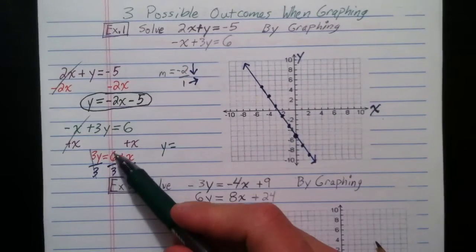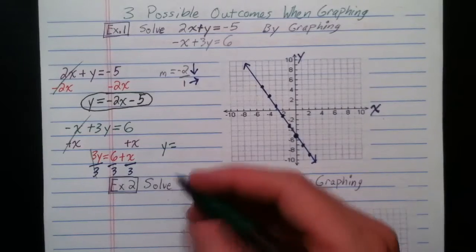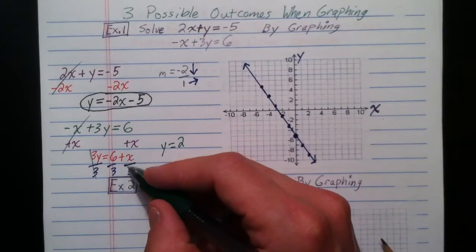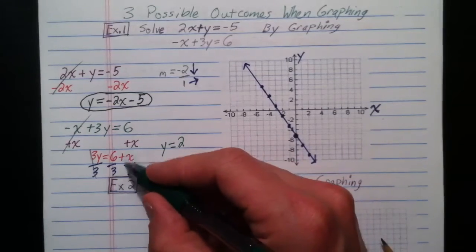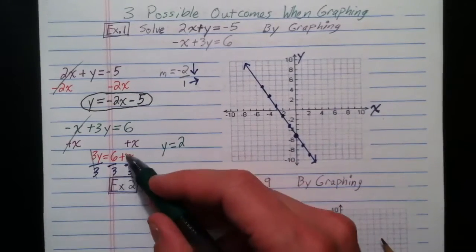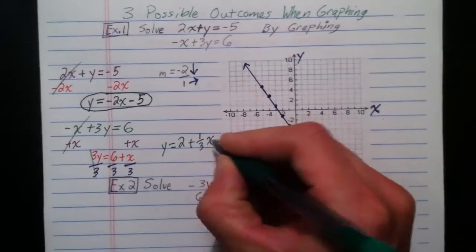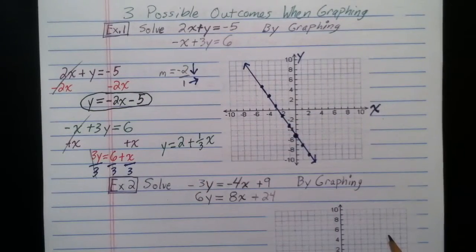Looking at our first part here, the 6 divided by 3 would give us 2. And then, we don't really have a number attached to x, so you have to remember there's a hidden coefficient of 1. So we'd have 1 over 3, or 1/3 x. Alright, so now we have our second equation.